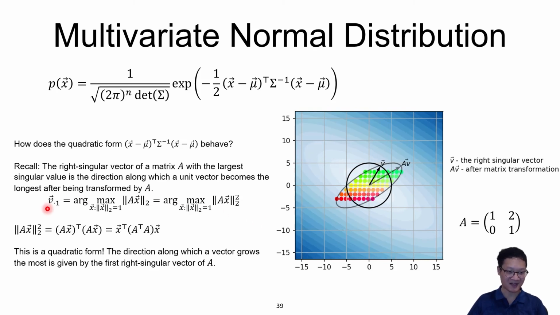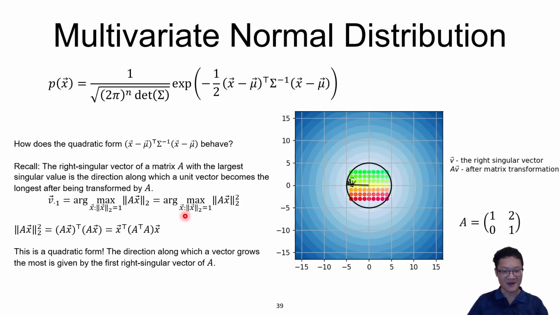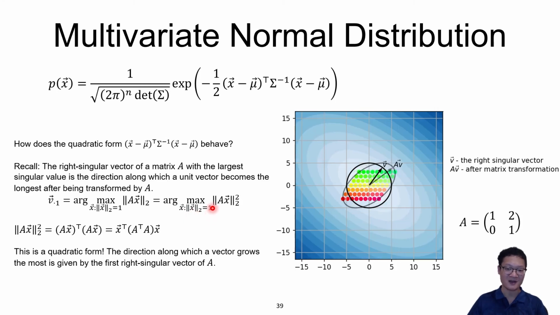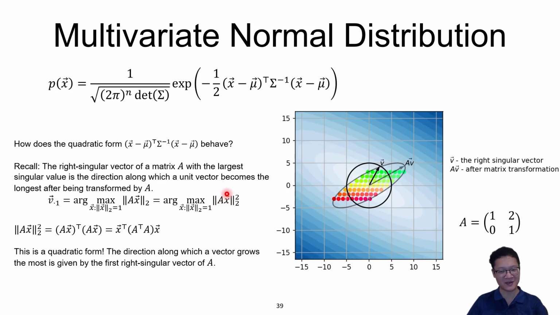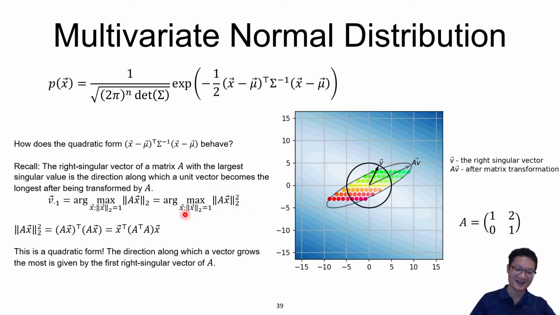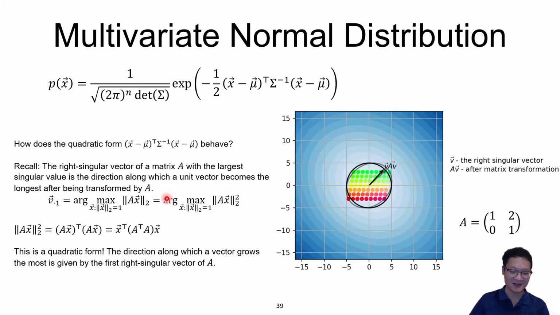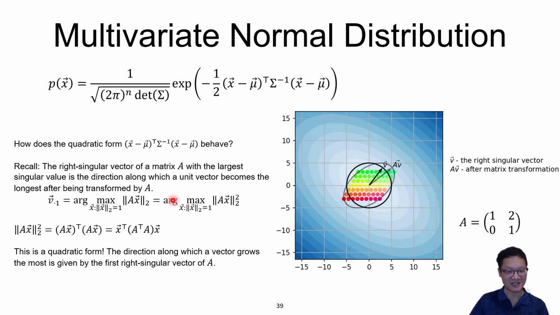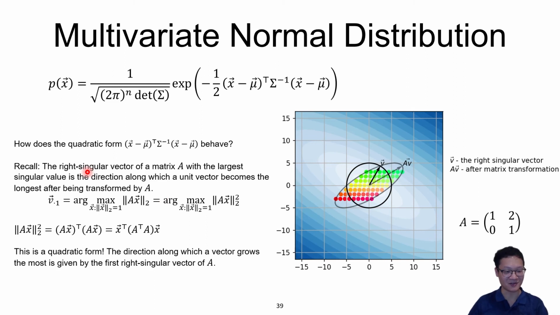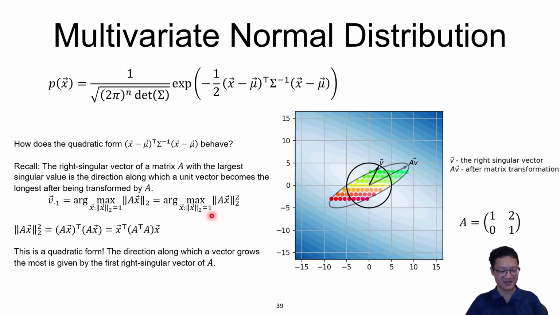Okay, so basically, mathematically, we can write V1 equals the argmax over x such that the 2-norm of x is equal to 1 of the 2-norm squared of Ax, right? It's a mouthful, but that's why sometimes the math is a lot more clear. The math is clear when you look at it, but it's kind of hard to say. So that's why we just say right singular vector with largest singular value. And this is what it means.